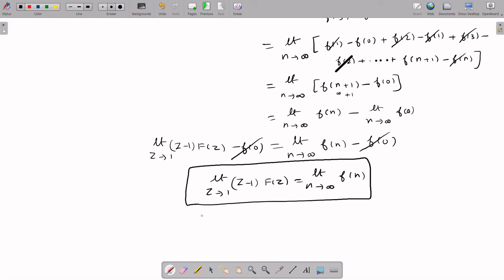From the exam point of view, initial value theorem and final value theorem are very important.